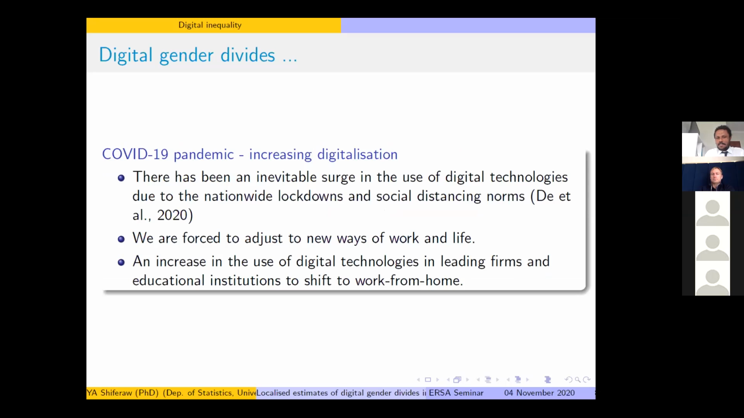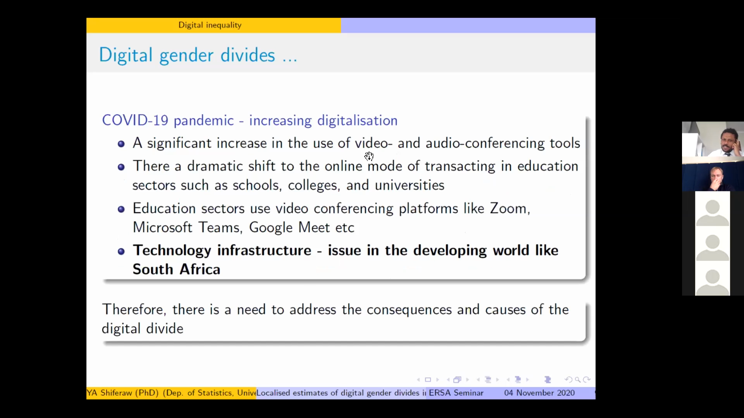I would like to, again, just as further motivation, the time that we're in is a very difficult time due to the COVID-19 pandemic. And there is an increasing use of digital technologies. There has been an inevitable surge in the use of digital technologies due to the nationwide lockdown and social distancing norms. As you all know, we're forced to adjust to new ways of work and life. So there's an increase in the use of digital technologies, especially in leading firms and in educational institutions. So we're working from home. We're using video and audio conferencing tools, especially in schools, higher education, colleges, universities.